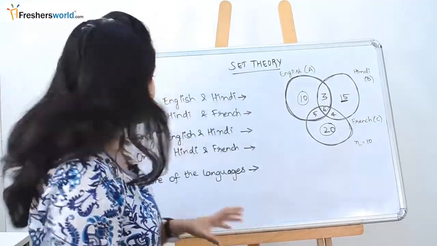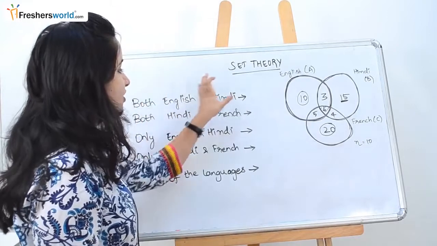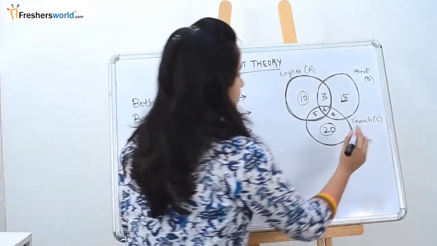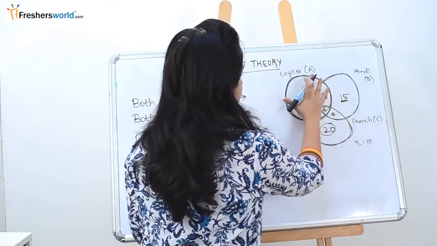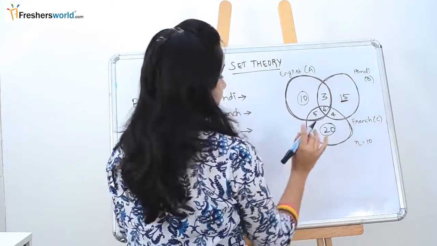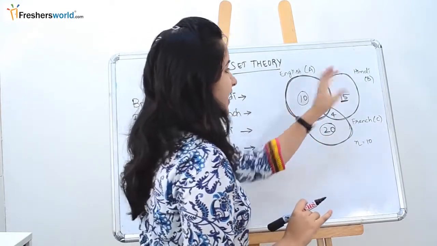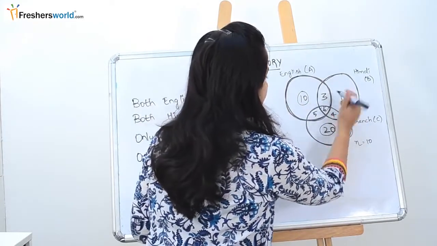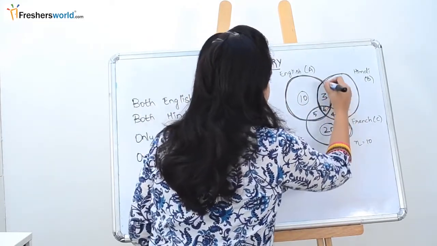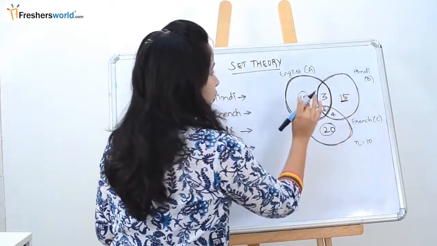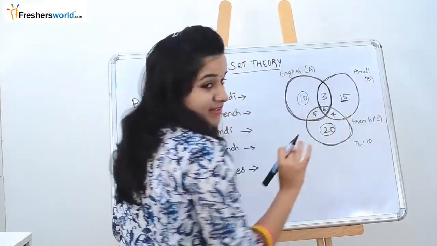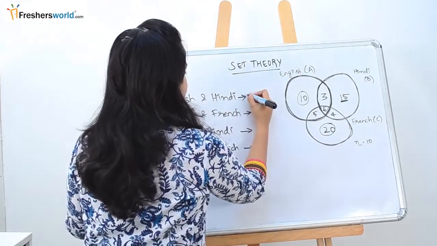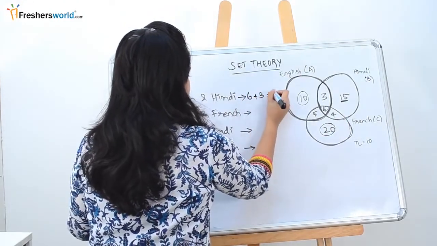The next question is, they are asking for both English and Hindi. Let's go to the circle back here. They are talking about circle A and circle B, the people who know both English and Hindi. These are the people who know only English, these are the people who know only Hindi. This intersection shows the people who know both English as well as Hindi. So the answer here will be 6 plus 3, which is 9.